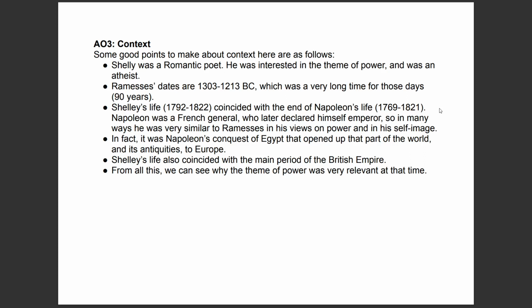And Shelley's life, 1792-1822, coincided with the end of Napoleon's life, 1769 to 1821. So Napoleon was a French general who later declared himself emperor. So in many ways, he was very similar to Ramesses in his views on power and in his self-image.